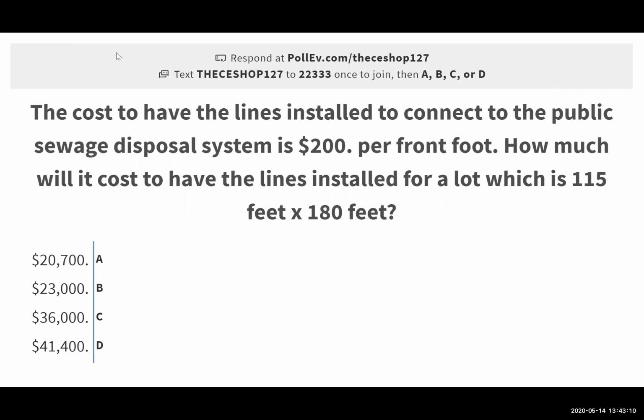Now we'll do a quick problem with that. The cost to have lines installed to connect to public sewage disposal system is $200 per front foot. How much will it cost to have the lines installed for a lot which is 115 feet times 180 feet? Should be able to do this one quick. This is just one calculation.